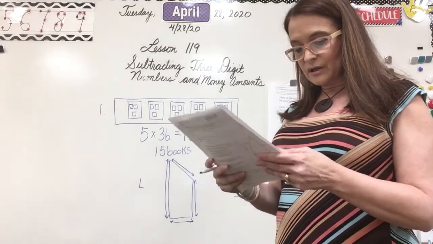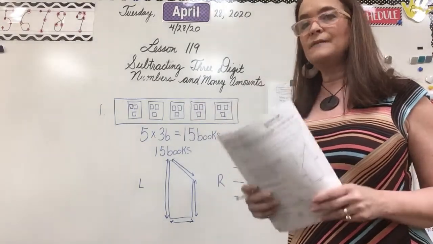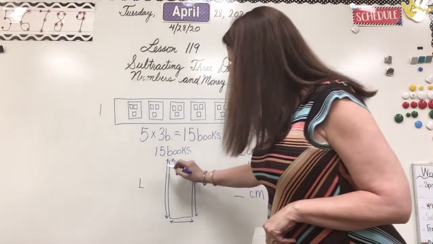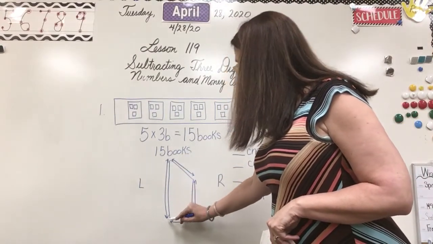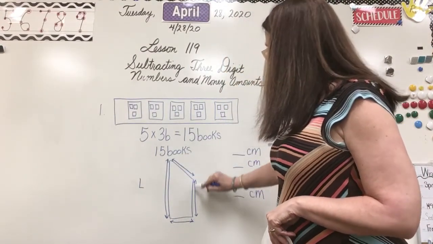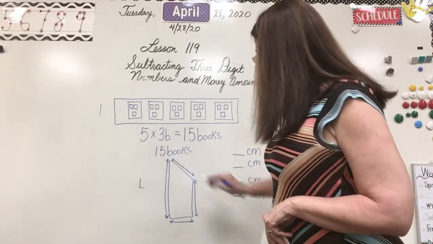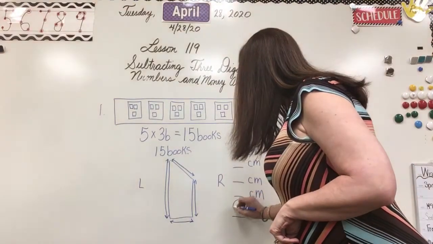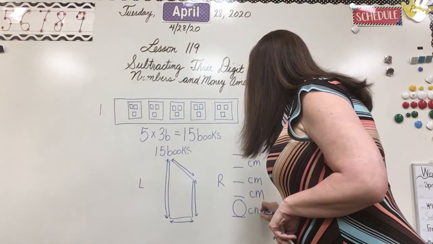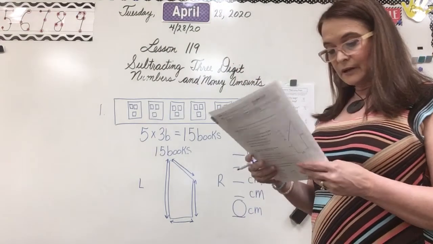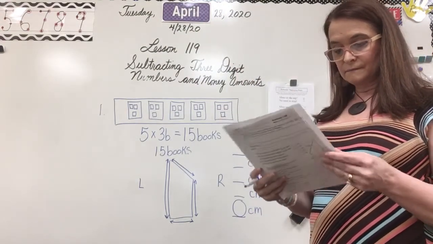And then the question goes on to say, what is the perimeter? So you have to add this side, plus this side, plus this side, plus this side, and you have to put the answer of all those right here at the bottom. So you may do that.